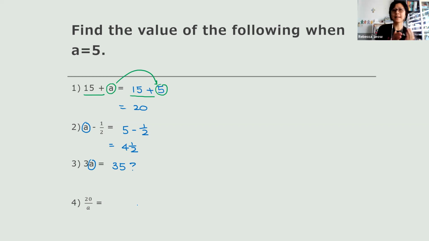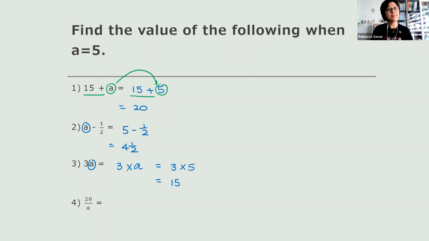Now when we have a number and a letter together, it doesn't mean we put the numbers together like that. No. It actually means it is 3 times A. And if we replace A by 5, it is 3 times 5, and that gives us 15.